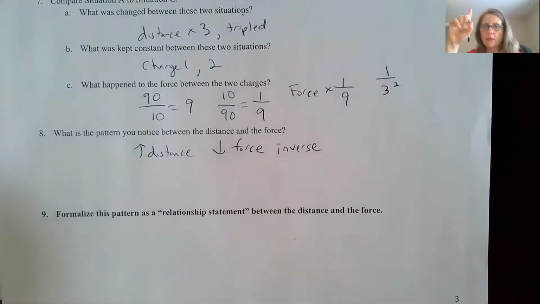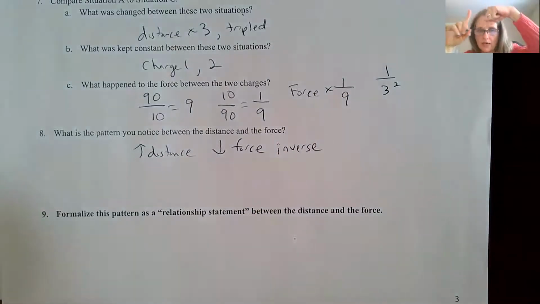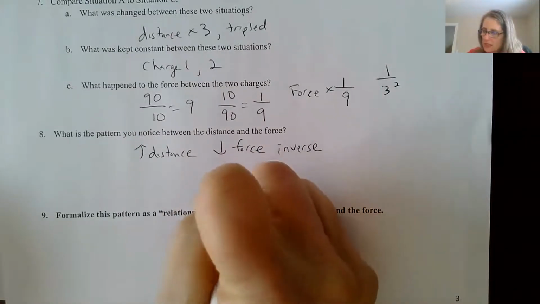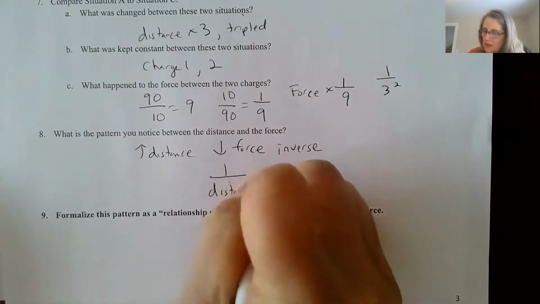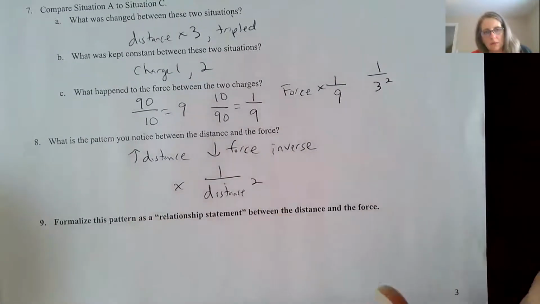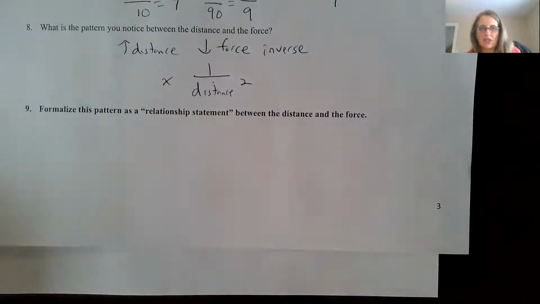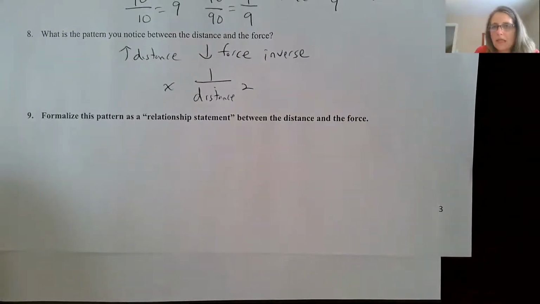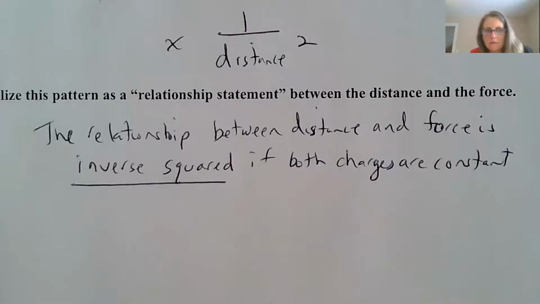Okay, so when one variable goes up and the other goes down, that's an inverse relationship. So the relationship is 1/distance, whatever I'm doing to distance squared. Okay, that's what I'm going to multiply that by. So we have a relationship statement that we could write here. I'm going to pause it, and then you will see in a second the relationship statement. So here is the relationship statement I would put in there.